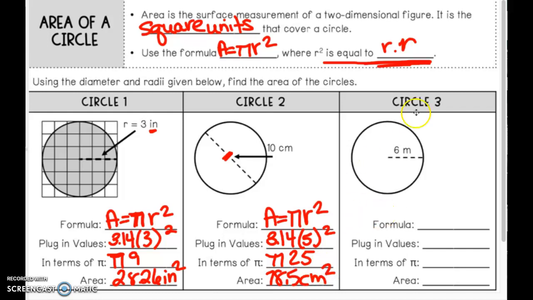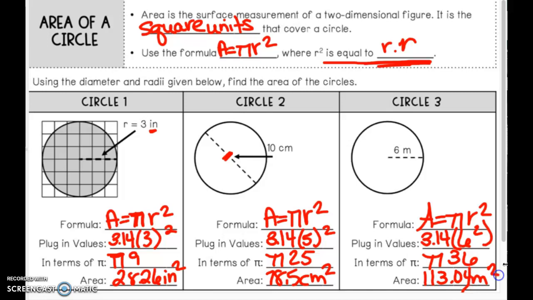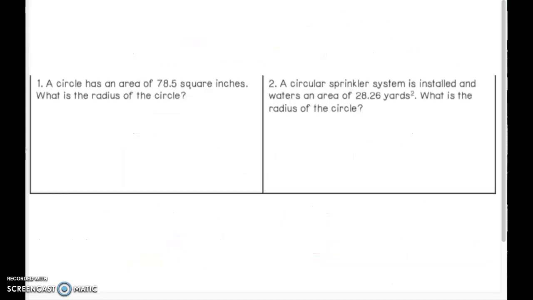And example number 3, same formula, area equals pi r squared. Pi is 3.14, 6 squared, so it means pi times 36, because 6 times 6 is 36. Be careful you don't put 12 in there. If we multiply that out, we get 113.04 meters squared. Pause if you need to pause, if you want to get this written in, if I've gone too fast, or rewind if you need to.